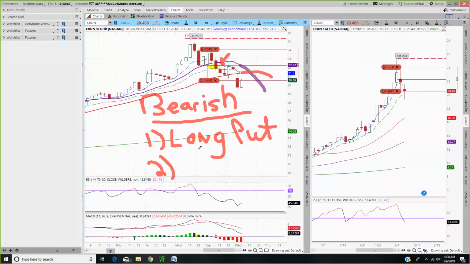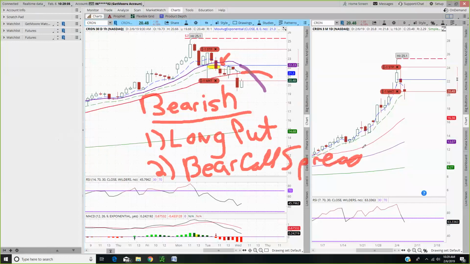Remember, take notes on all this stuff. What is another bearish strategy when it comes to options that I can do? How about this, since nobody's typing in? A bear call spread. Y'all remember that? A bear call spread.